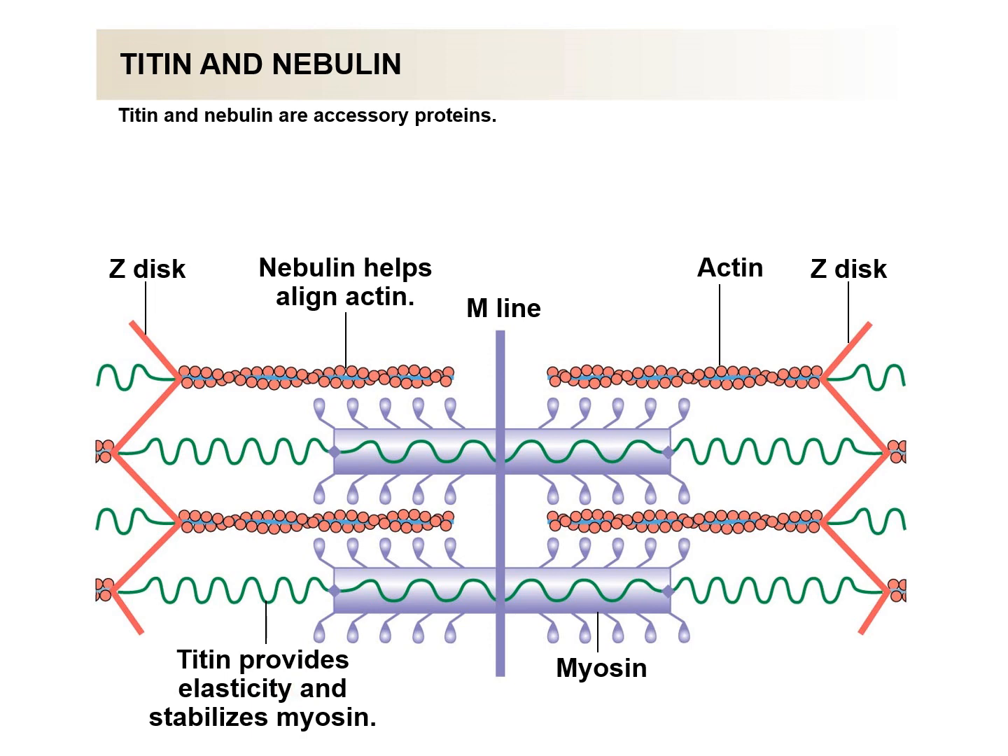So as sarcomeres contract, the titin stretches in order to absorb that shortening so that you aren't ripping other muscular structures. You aren't tearing membrane, that sort of thing. So titin spans from one Z disc to the M line and serves as an elastic element. Nebulin serves as an alignment element in actin.